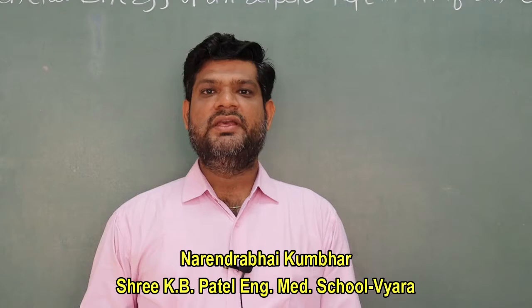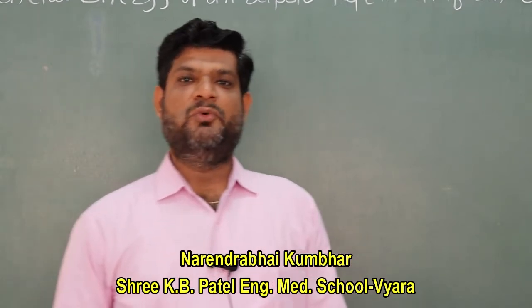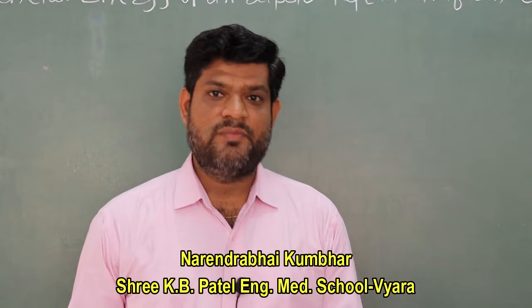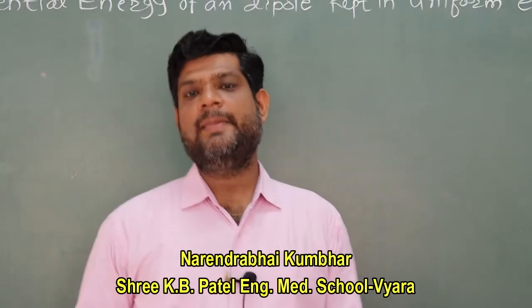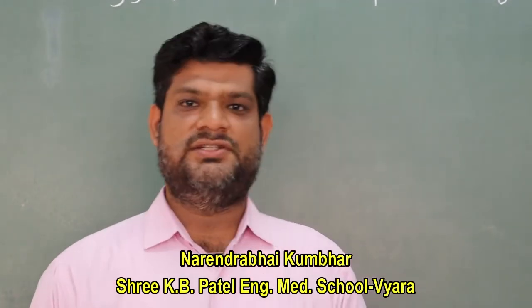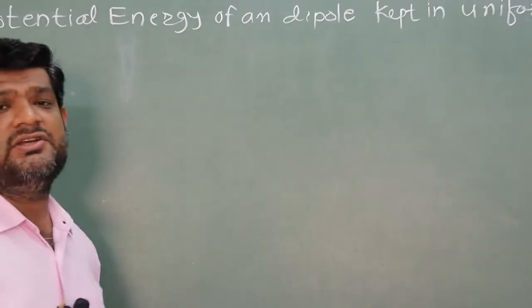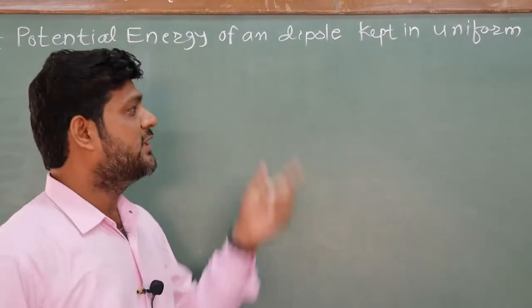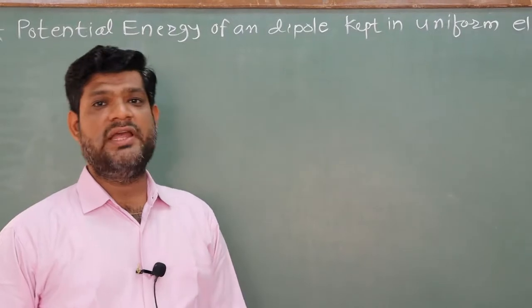Dear students, in the last video we studied the potential energy of a system of three charged particles, right? On the basis of that theory, you can solve illustration or example number 1.4. Now, in this video, we are going to obtain the potential energy of an electric dipole when the dipole is kept in a uniform electric field.